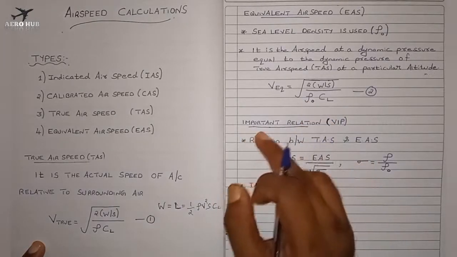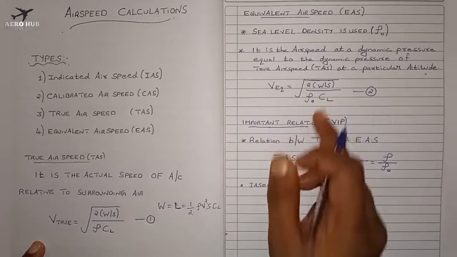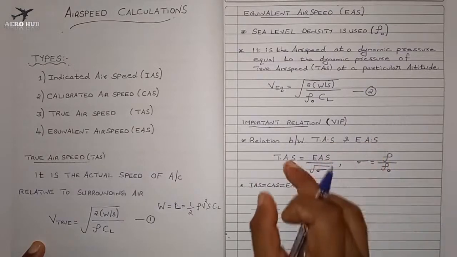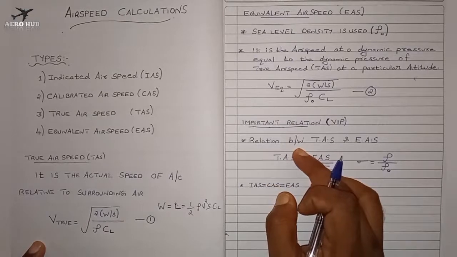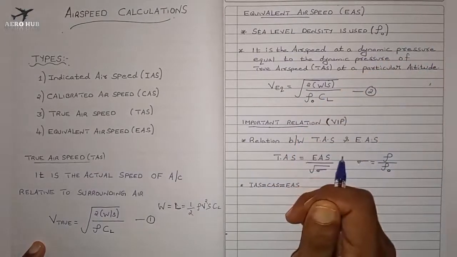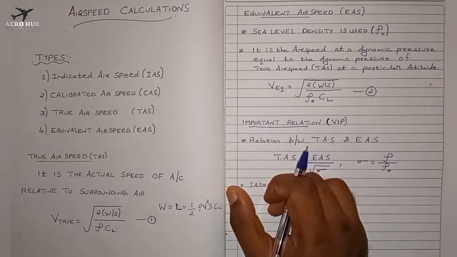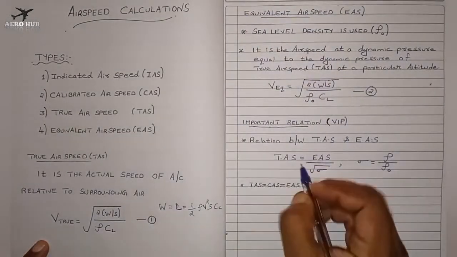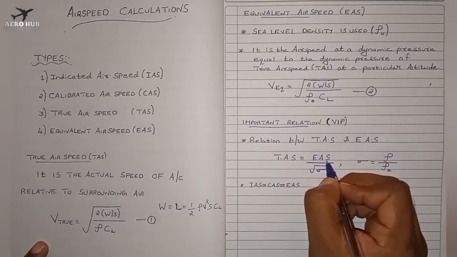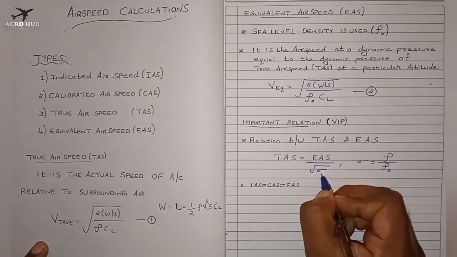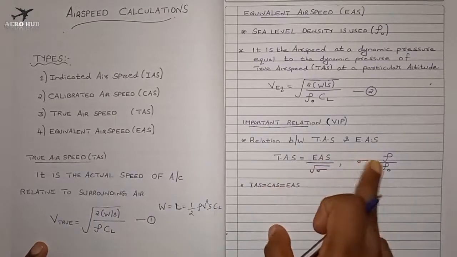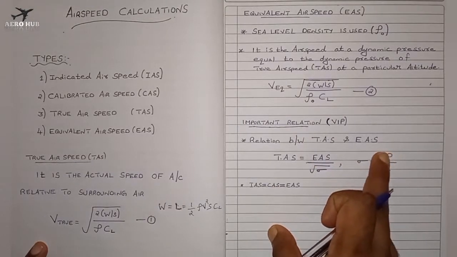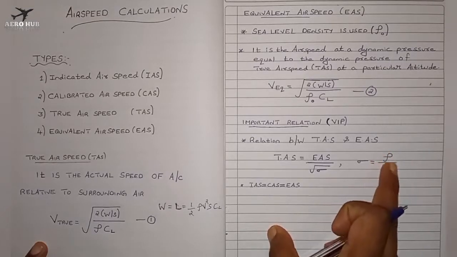For solving problems, we have a certain relationship between true airspeed and equivalent airspeed, and this equation has been directly asked in previous year GATE questions. I have already solved problems from this topic earlier, and I will provide the link in the description box. True airspeed is equal to equivalent airspeed divided by root of sigma, where sigma is the density ratio, that is, the density at the corresponding altitude divided by the density at sea level.